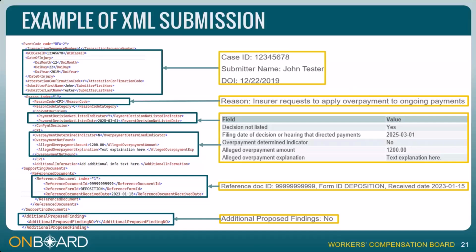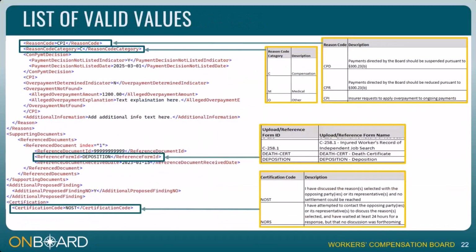Similarly, the overpayment details are filled in on the XML as shown. Down below, we see how a document from a case folder is referenced. In this case, the document with form ID deposition. This example has no additional proposed findings to be added. That must be specified using an element tag in the additional proposed findings section as shown. Next slide, please.